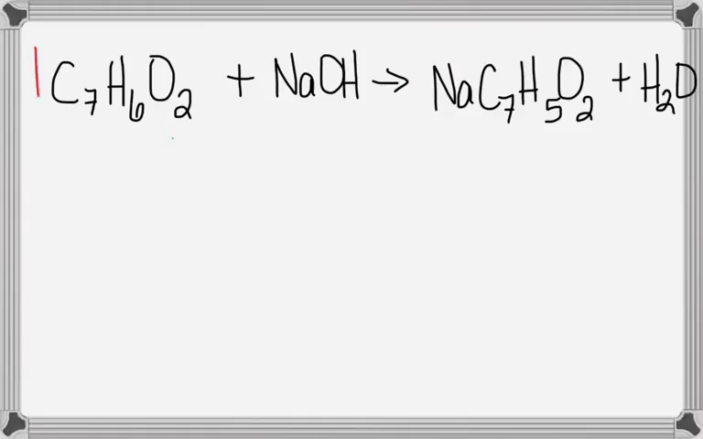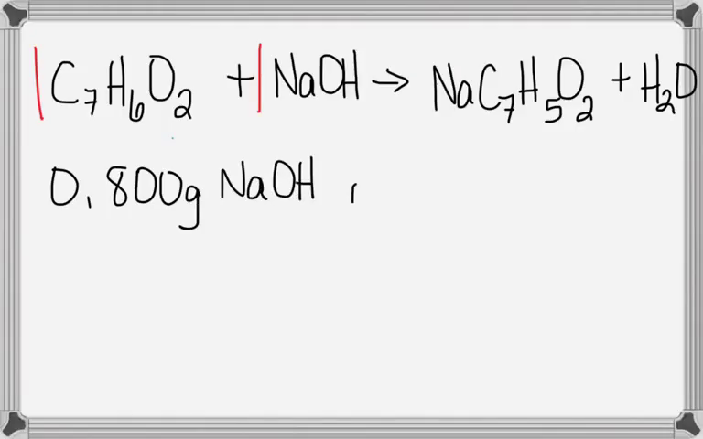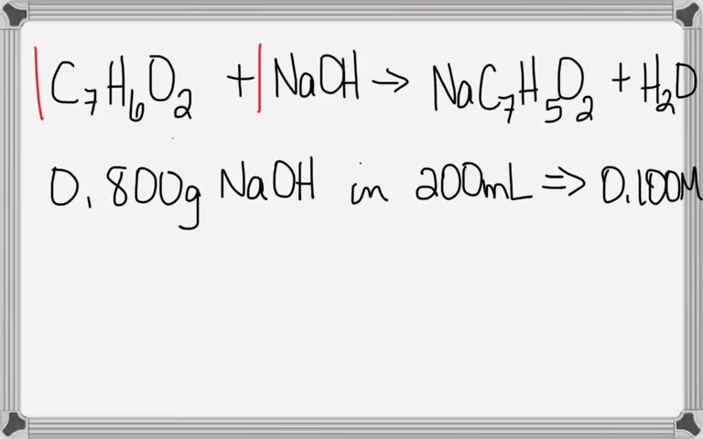Because the balanced equation shows us that 1 mole of benzoic acid reacts with 1 mole of sodium hydroxide. Now, in step 1 and 2 of your procedure from your lab, you were told that you would get 0.8 grams of sodium hydroxide and dissolve it in 200 milliliters of water. So, 0.800 grams of sodium hydroxide in 200 milliliters of water, and we are told that that will give us a 0.100 molar sodium hydroxide solution.